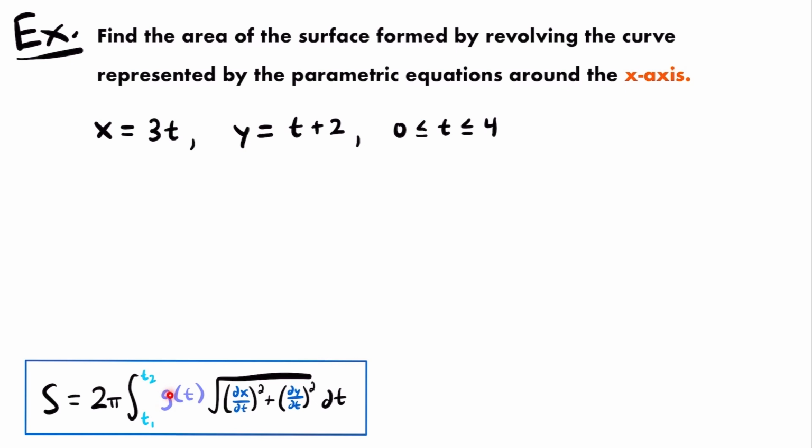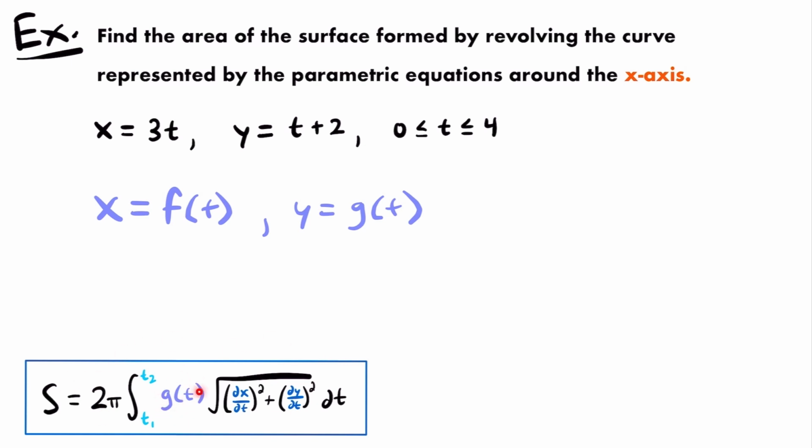Now g of t corresponds to what y is equal to from your parametric equations, right? In general, for a set of parametric equations, we say that x is equal to f of t and y is equal to g of t. Right, x and y are just equal to some function in terms of t, and for x we say it's f of t, and for y we say it's g of t. So whatever y is equal to, which in this case is t plus 2, that is going to be g of t in this formula.